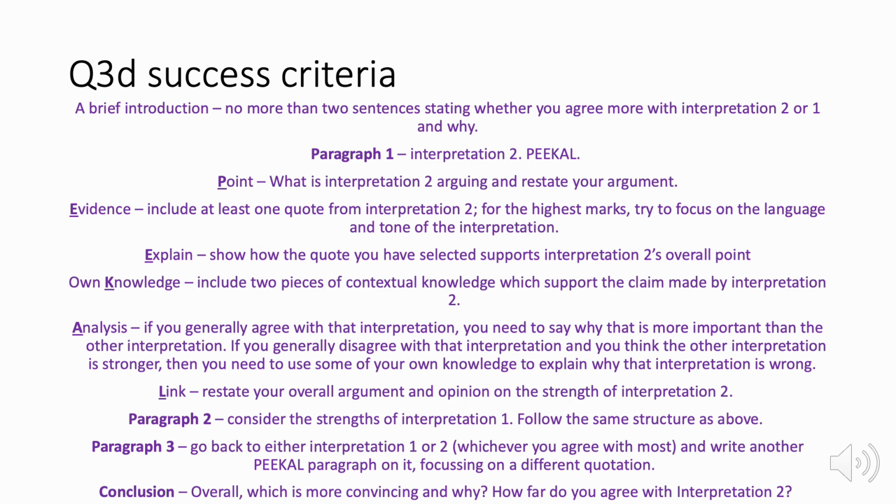But for now, obviously when we get to summer, we're going to be aiming for an intro, 3 paragraphs and a conclusion. But for now, I would definitely just be doing an intro, paragraph 1, paragraph 2, and if I have time, I do paragraph 3. And then ultimately, you have to finish with a conclusion. So you need to tell me which interpretation is more convincing and why, and you need to link back to the overall question. So how far do you agree with interpretation 2? So to help you, I've done examples of the PCAL structure. Okay.